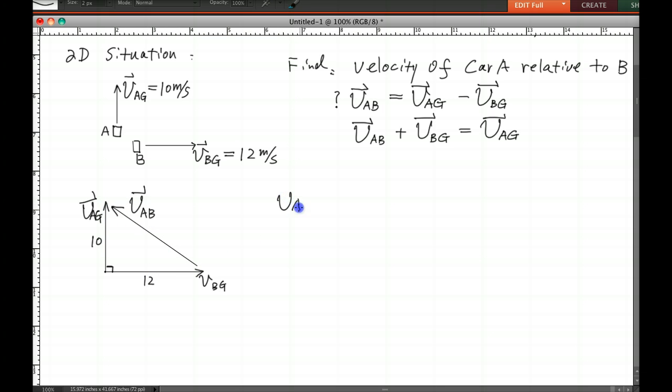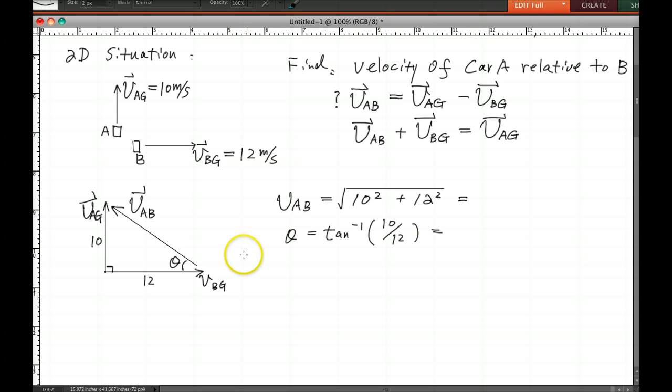So the VAB is actually equal to the square root of 10 squared plus 12 squared, right? The calculation part is easy to do. You can do that later. And then there's the angle, right? So this is angle theta. So the theta is supposed to be tangent inverse of 10 over 12. Okay, that's also easy, right?